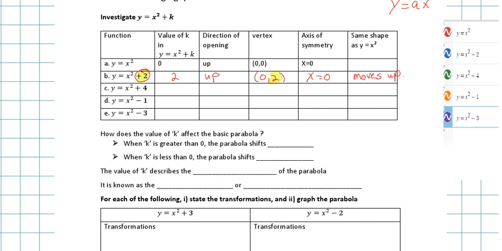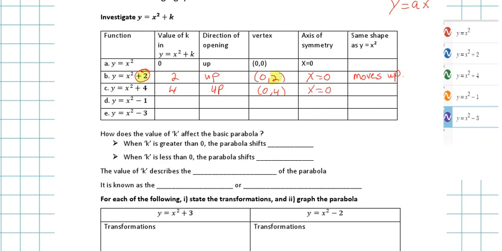Okay? What's the value of k here? 4. What direction is it opening? What's your vertex? 0, 4. What is your axis of symmetry? X equals 0.